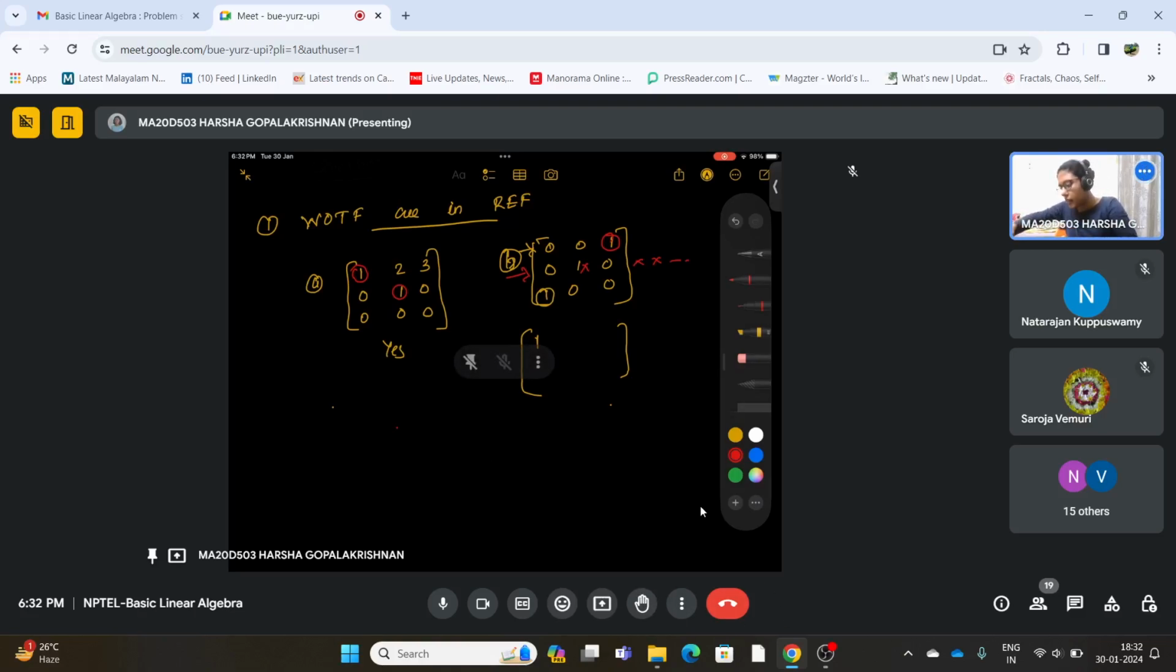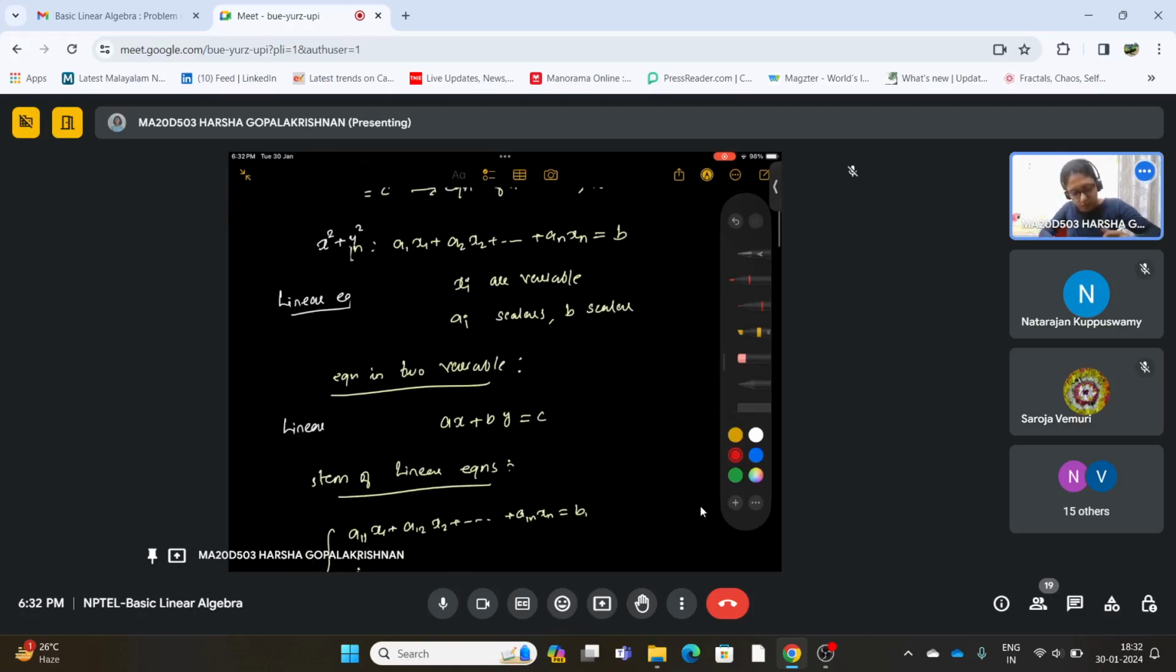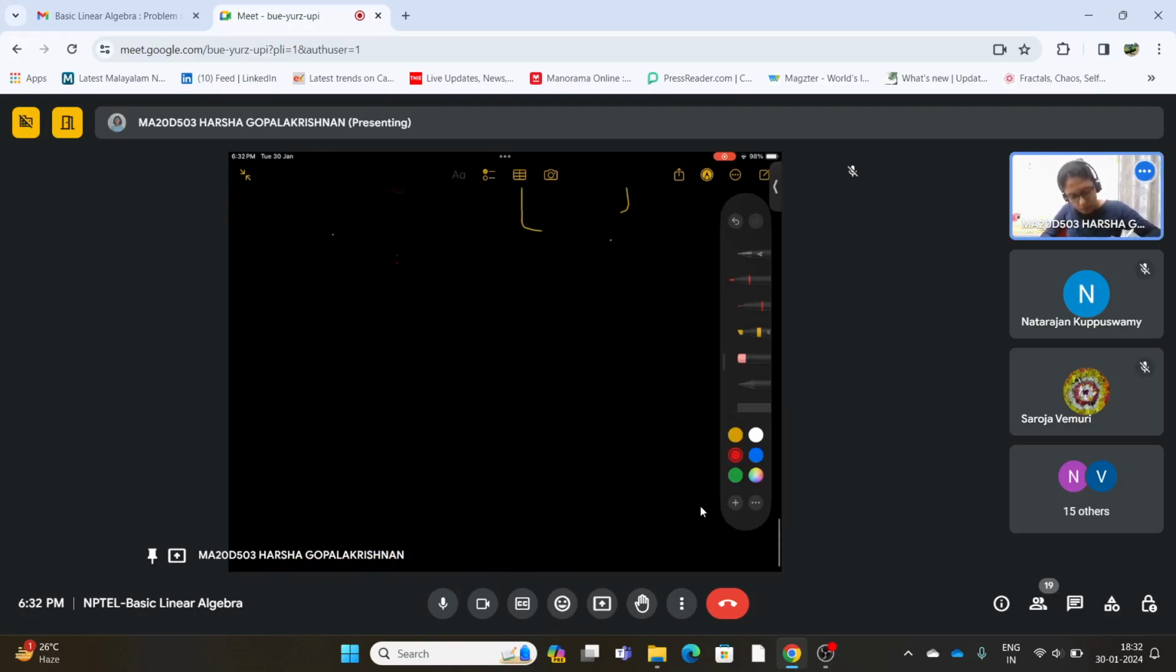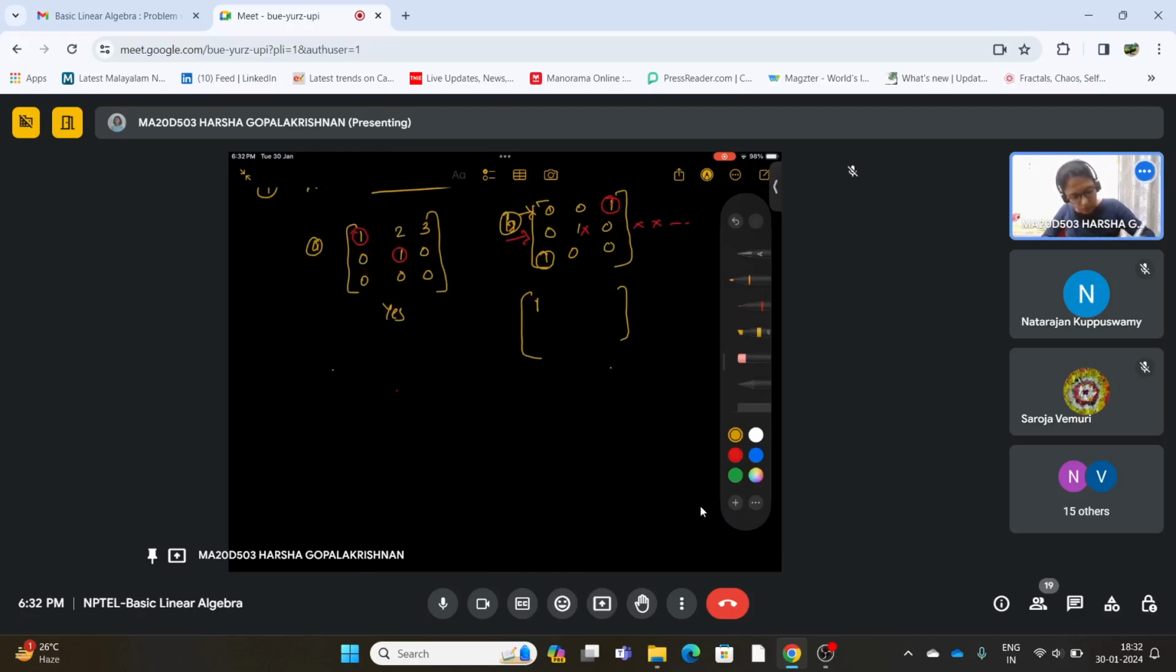And the next one is 0 1 3, 1 0 0 0 3, 0 0 0 0. What about C? Yes, ma'am, it is in row echelon form. Okay, yes, this one is yes. So why is it in row echelon form?